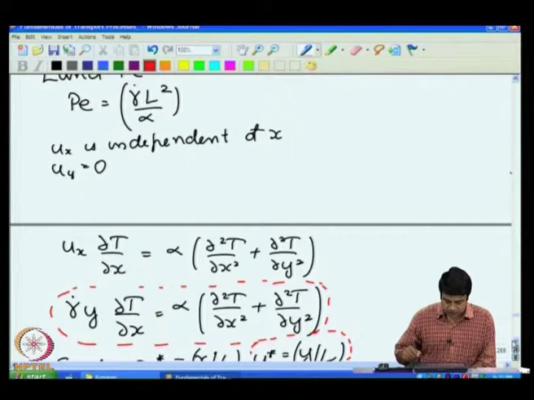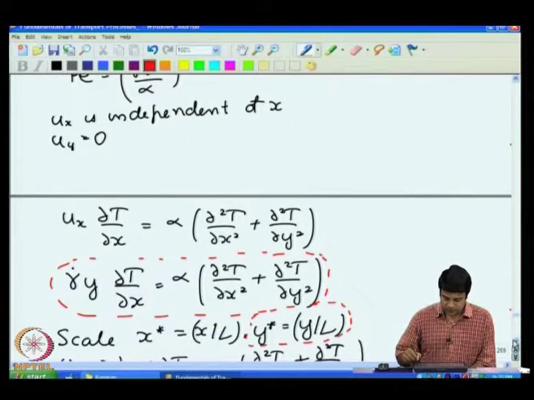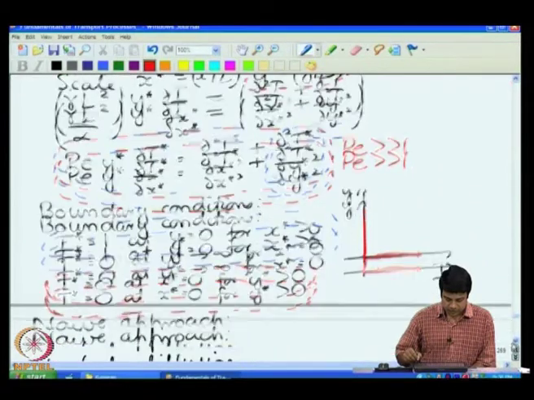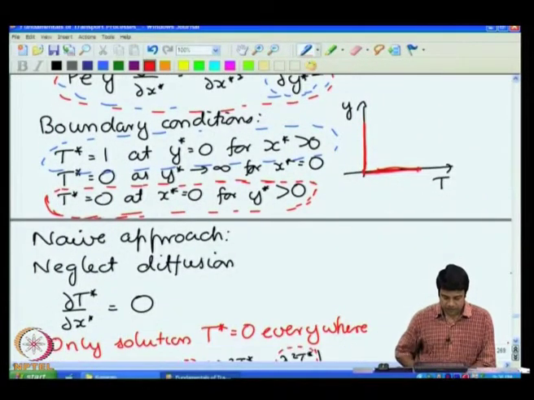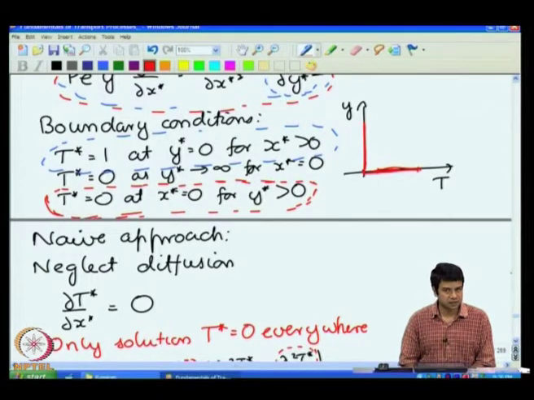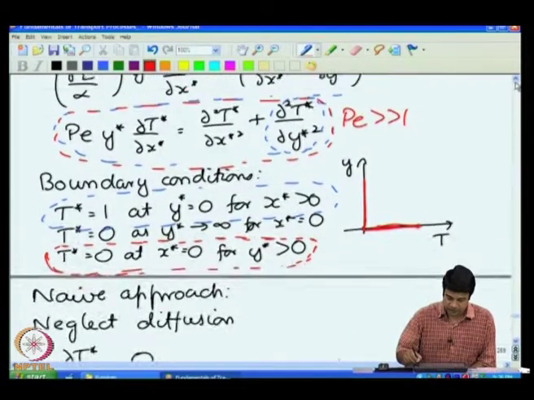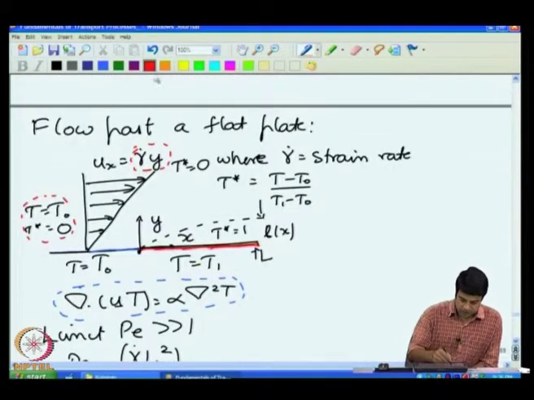If we just make the assumption that we neglect the diffusion terms altogether, then we just end up with an equation of the form dT by dx is equal to 0. That is, the temperature is invariant along streamlines, and if T is equal to 0 at the inlet, it has to be 0 everywhere. We cannot enforce the boundary conditions at the heated surface in that case, because at the heated surface the temperature has to be equal to 1, the scale temperature.